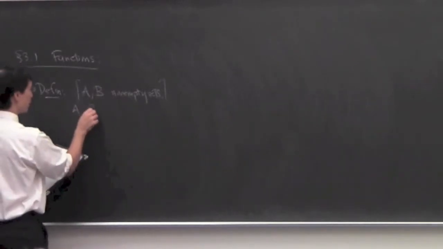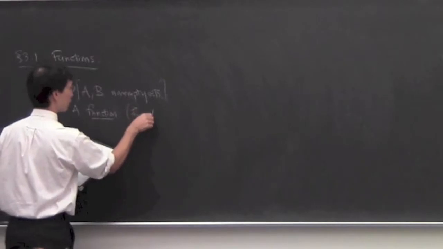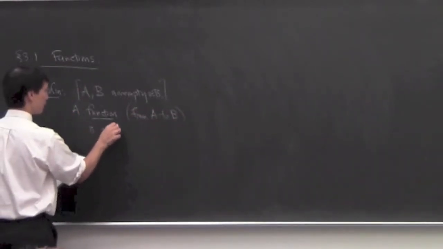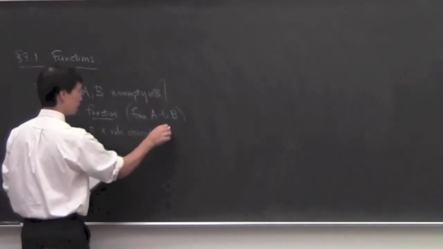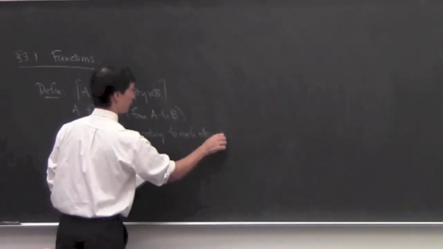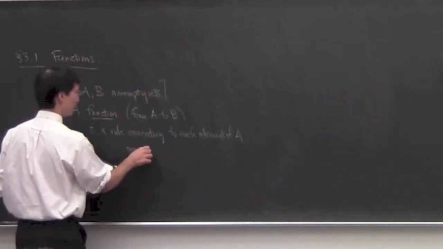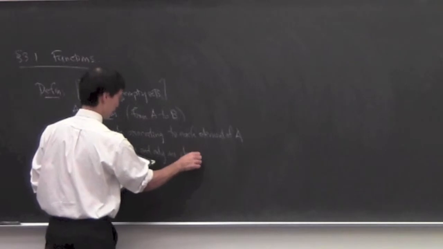So a function from A to B is simply a rule associating to each element of A one and only one element of B.